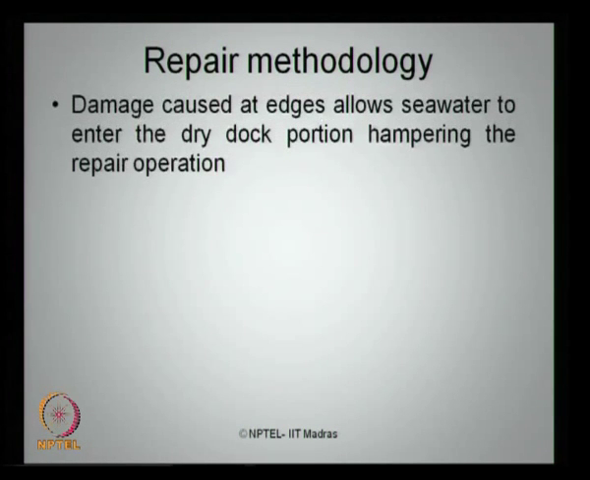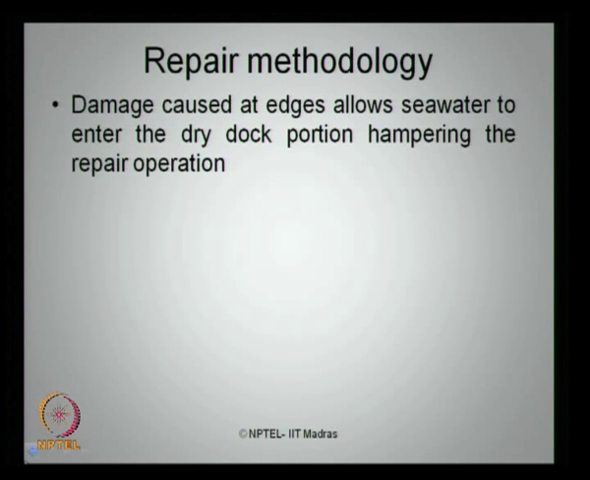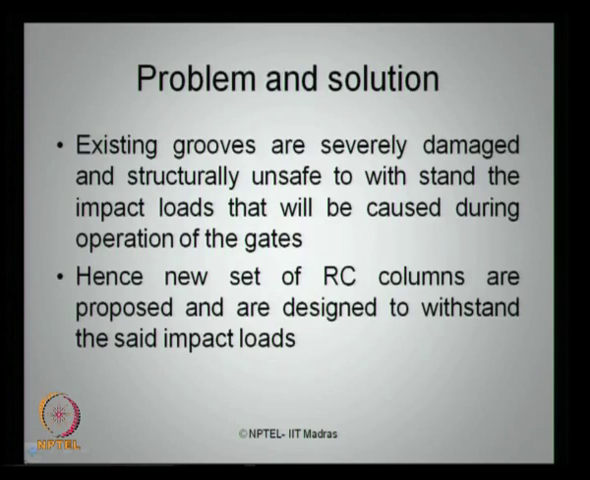What is the repair methodology? Damage caused at the edges allows seawater to enter the dry dock position, which is hampering the repair operation of the dock. The caisson gate grooves can be repaired only in the dry condition. Therefore, you have got to shut down the dock for serviceability for some time.